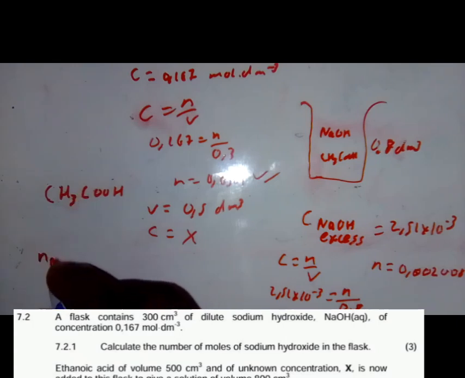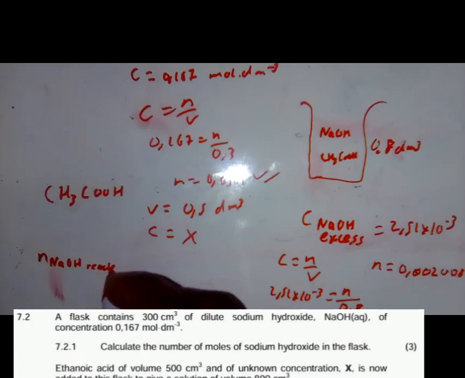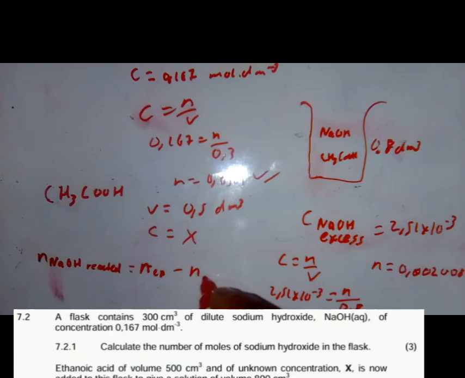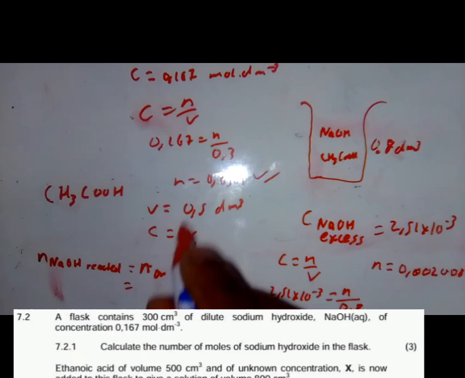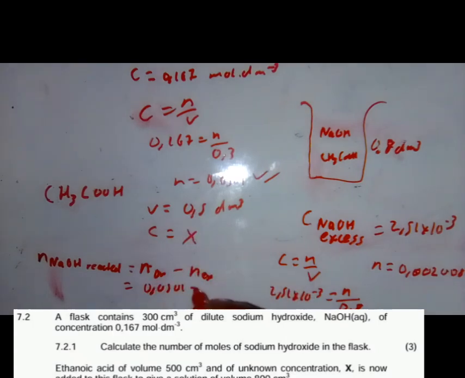So let me just do this, number of moles of NaOH that reacted is equal to the number of moles of the original minus the number of moles in excess. So I'm just writing it in short. So then what is it going to be? It's going to be 0.0501 minus 0.002, right? So I don't think it will really affect, but let me just do this. So now we'll have the number of moles.